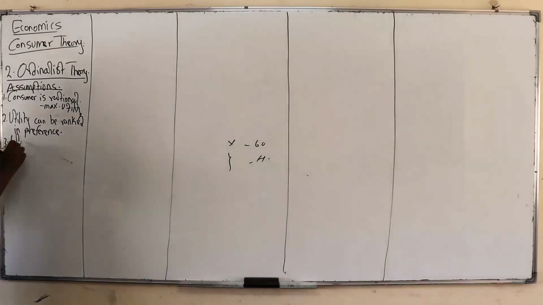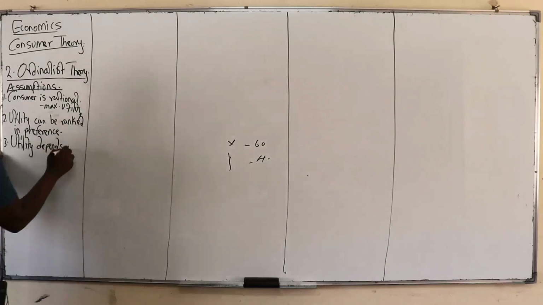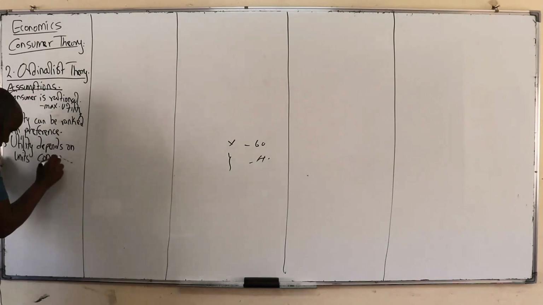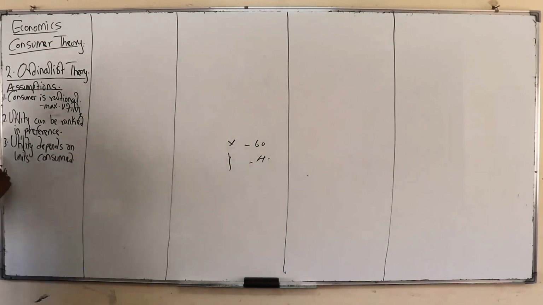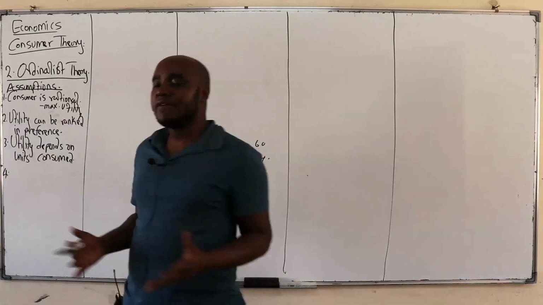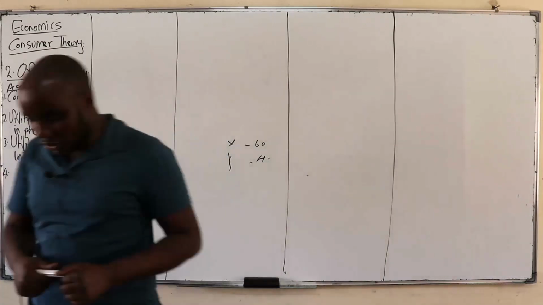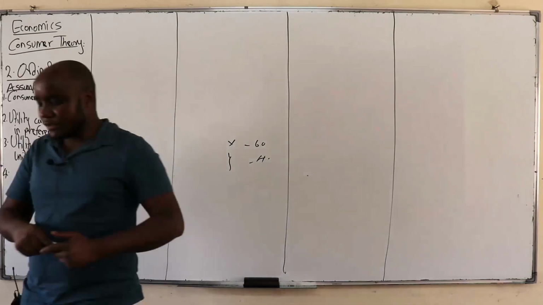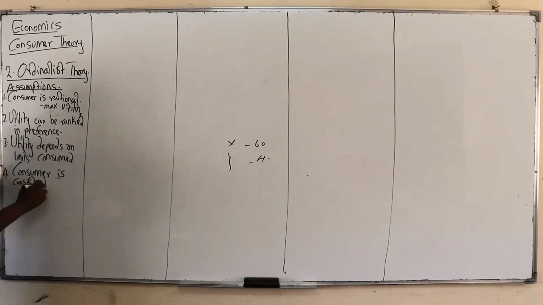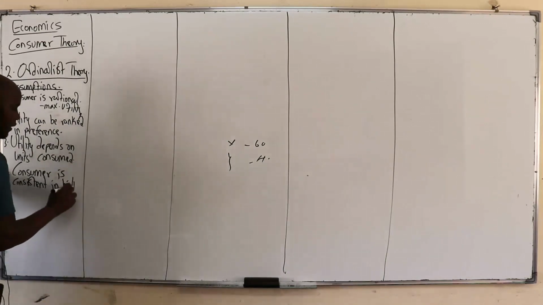Then, utility depends on units consumed. That is, our utility will be determined by the level of consumption that we will consume. And lastly, the consumer is consistent in his or her choice.